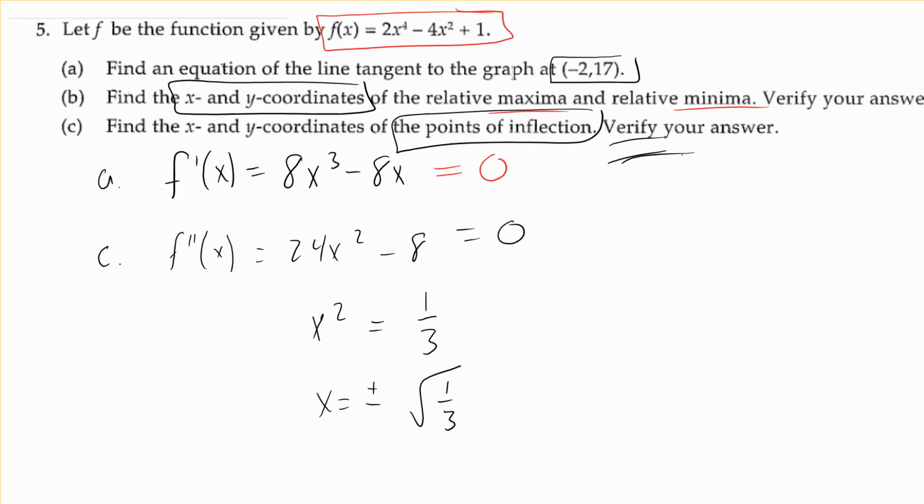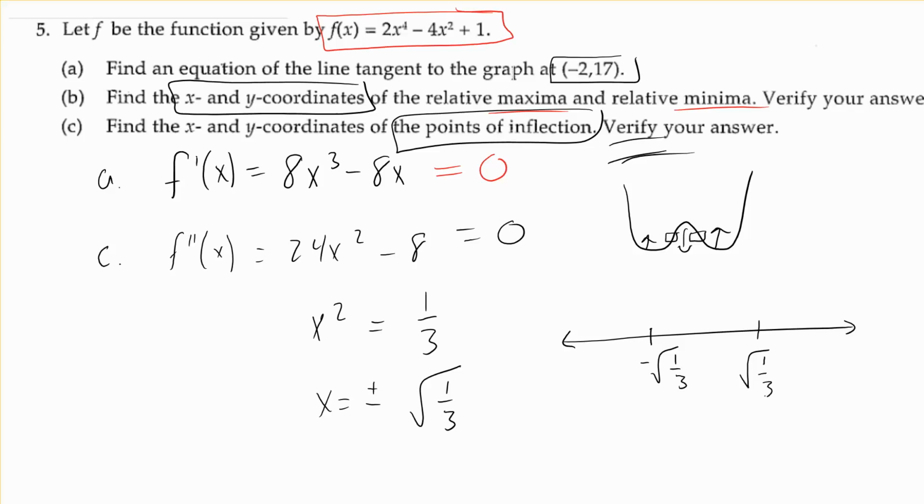Now, to verify or justify, remember our graph looked like this. So we probably have those points we're looking at because we're concave up there, concave down there, concave up there. So here's what I'd like to see. I'd like to see a number line, and I'd like to see us put in negative square root of 1/3, positive square root of 1/3, and then talk about f double prime of x.